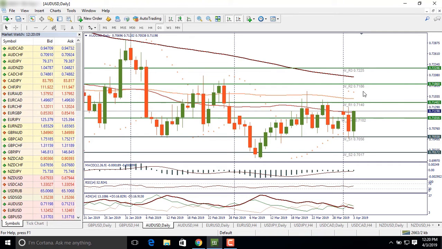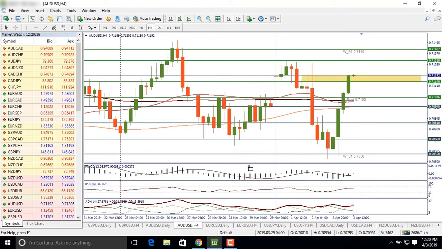for the pair lies at 0.7186. Otherwise, if any uncertainties in trade negotiations come out, the pair will slide below the 0.7120 level towards the support at 0.7056.